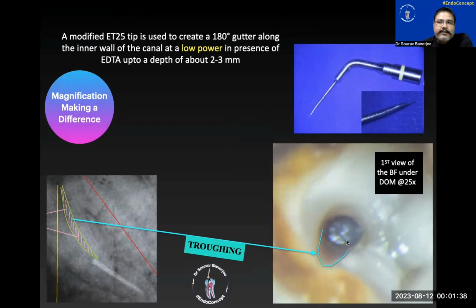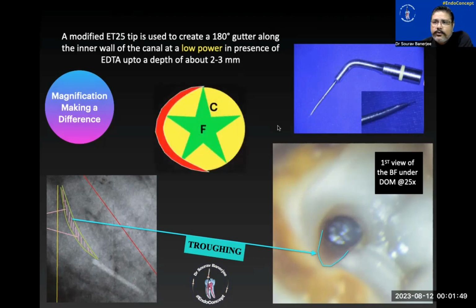So once it is visible, the rest of the job became quite easy. So we modified one of the ultrasonic instruments to do a procedure that is known as guttering. So what we did, a 180-degree guttering around the inner wall of the instrument to make it free from the canal. So that is the first step. And this step has to be done in a low power and in the presence of either EDTA or silicone oil. So this is one important part.